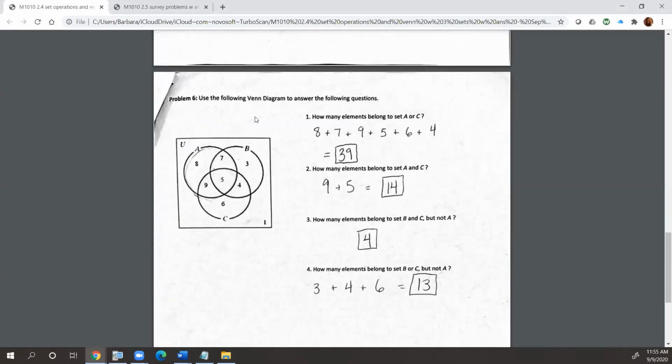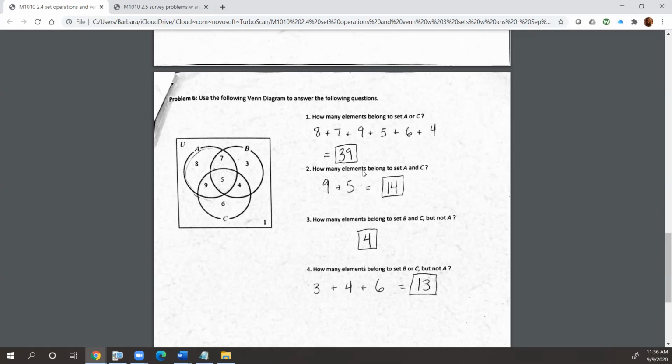In problem number 6, use the following Venn diagram to answer the questions. How many elements belong to set A or C? That's the union of A and C. So everything in A, everything in C, or both. So that is 4, 5, 6, 7, 8, and 9. Add them all up, and we have 39 elements.